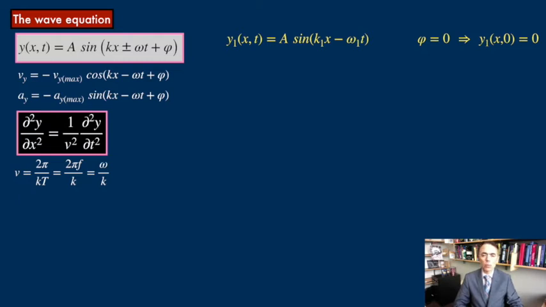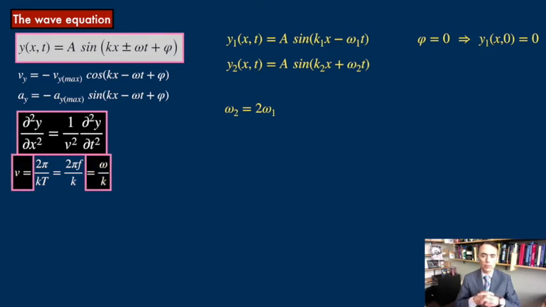Consider now a second wave of the same amplitude, this one propagating to the left at twice its frequency. The speed of propagation will be the same for both, v equals omega over k. Because omega 2 is 2 times omega 1, then k2 is also 2 times k1. Then y2 equals a times sine of (k2 x plus omega 2 t). That can be written as a times sine of (2 k1 x plus 2 omega 1 t).